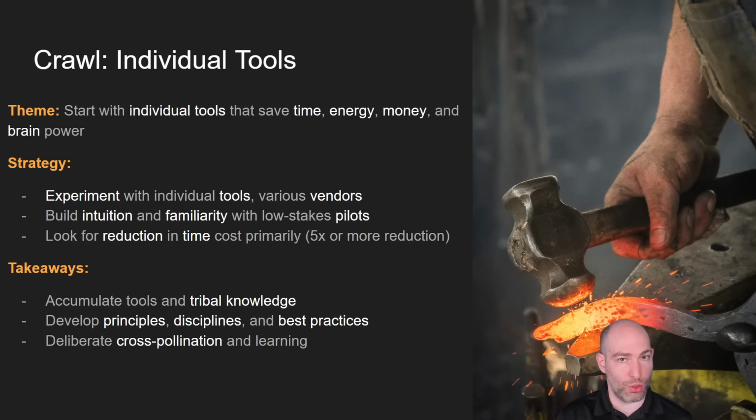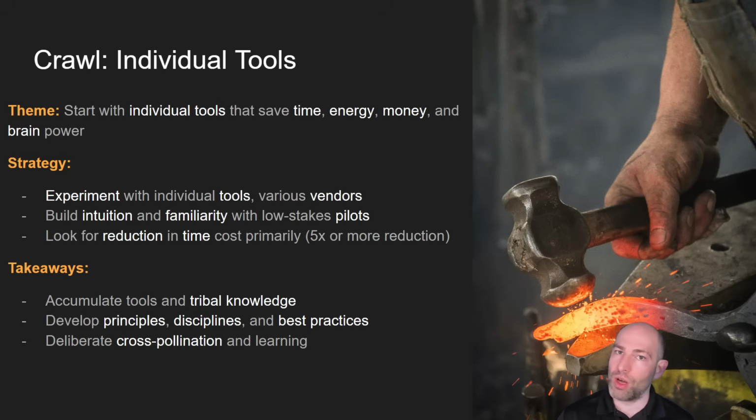And that's just one tool. So what we need to be looking for is all of these AI tools that save you 5x, 10x, 100x, or 1000x on time, energy, money, and brain power. And so these drastically reduce the cost and time of some business processes. And as you accumulate more and more tools that become indispensable, you're going to build up more tribal knowledge. You're going to have more principles and disciplines and best practices that you have internally.